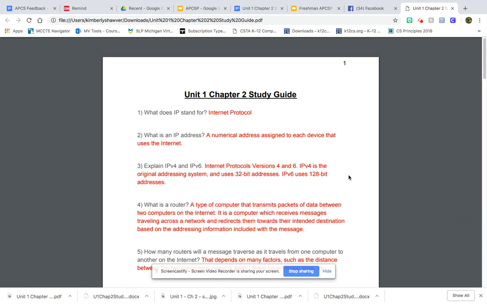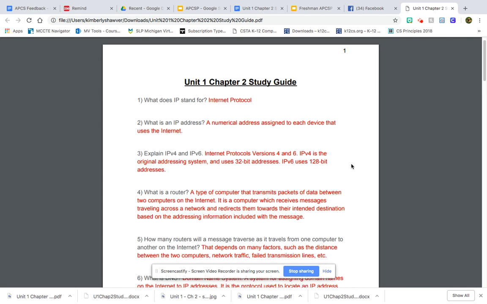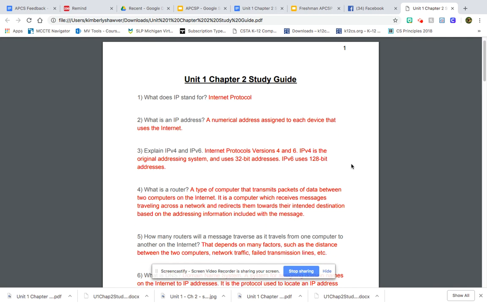Hi, everyone. I've made a study guide for you, and I'm going to talk my way through it and add if I think anything needs to be added. Okay, so I'm just going to go one at a time.